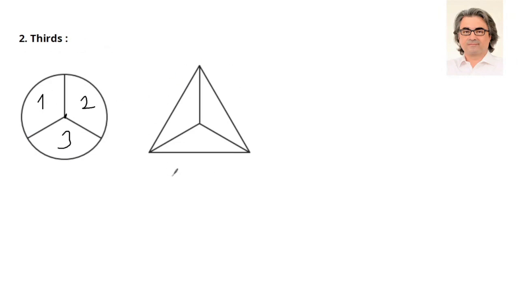What about the next picture? I have an equilateral triangle and I divided this equilateral triangle into three equal parts. Let's denote them with 1, 2, and 3. These three parts are equal to each other, and each of them is 1/3 of the whole figure, or equilateral triangle. These three equal pieces are called thirds.